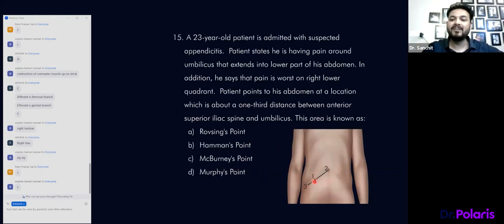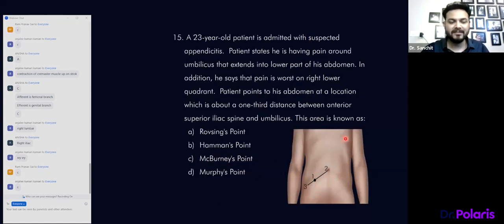The patient says, I have exactly pain in this area, and this point is present at a distance. If we draw an imaginary line, it lies 1/3 of the way between the umbilicus and the anterior superior iliac spine. So this point is called McBurney's point. Remember, appendix means McBurney's. That is why we give an incision here too, called McBurney's incision. As simple as that. McBurney is all about the appendix.